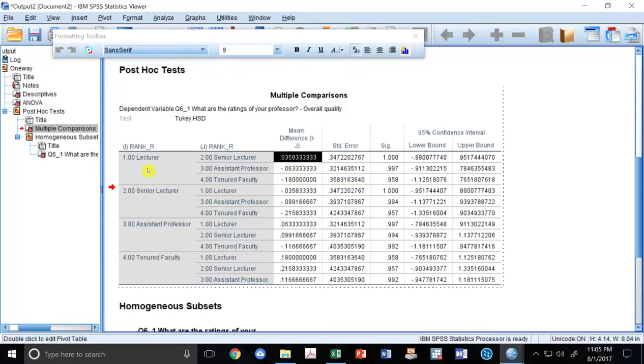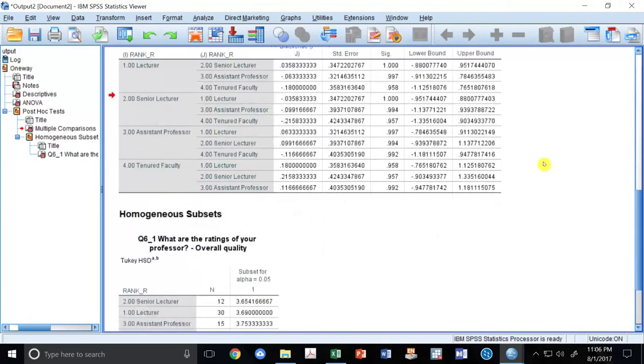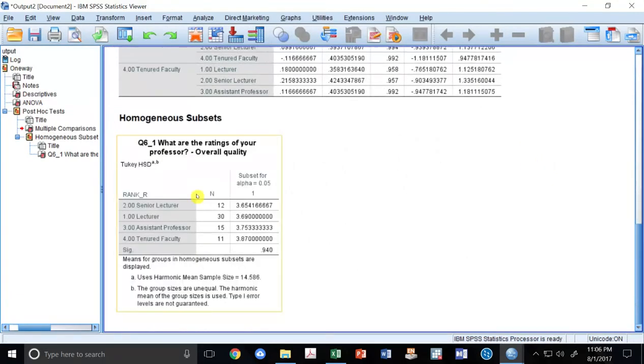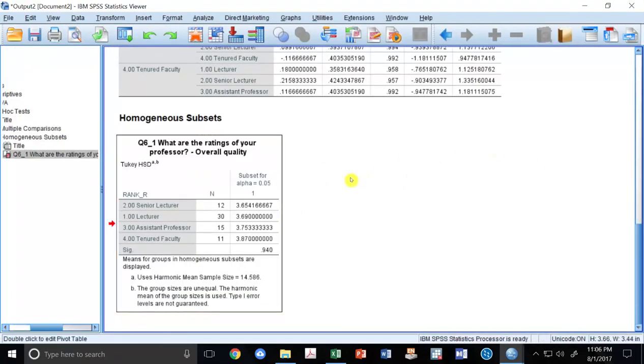So I, which is lecturer, minus J, which is senior lecturer. Standard error, we're not super concerned about, and significance level. So as you can see here, what we're looking for is anything less than 0.05, and we find very, very little of that, right? So we'll come to the conclusion that, again, there are no differences between these groups. And this will give you the Tukey's output. You don't really need to worry about this too much. This is kind of repeating what we've seen above.